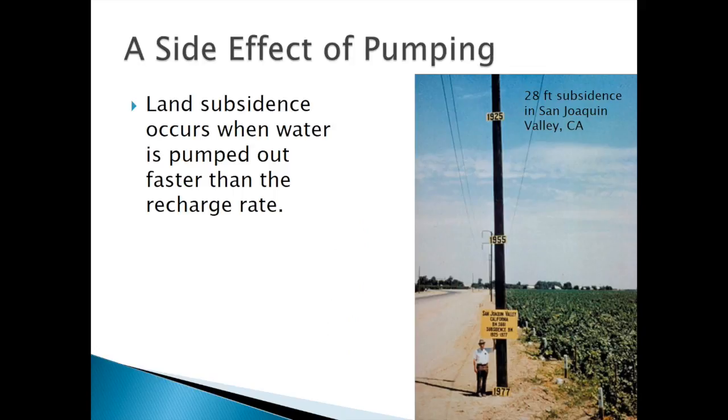Pumping drinking water from wells comes with some side effects, one of which is land subsidence. Subsidence occurs when water is pumped out at a rate faster than the recharge rate. An extreme example of subsidence can be found in the California San Joaquin Valley, which dropped 28 feet over a span of 52 years.